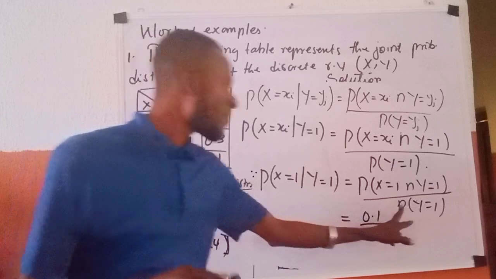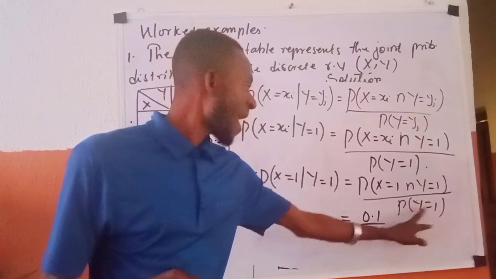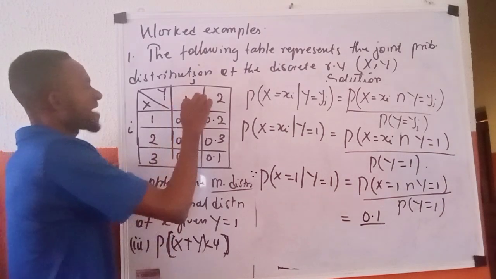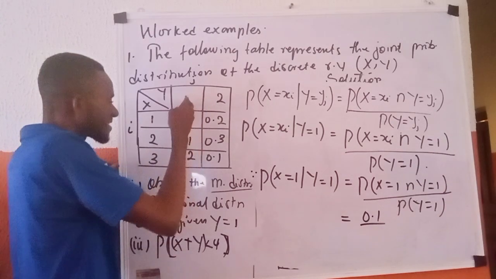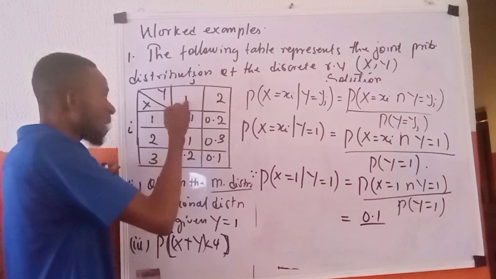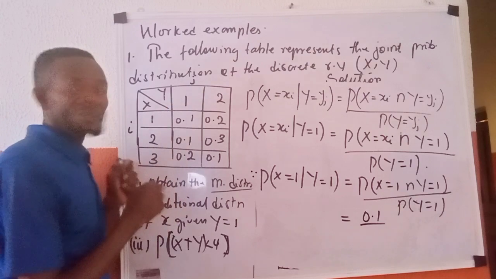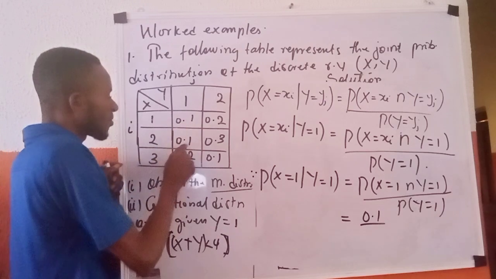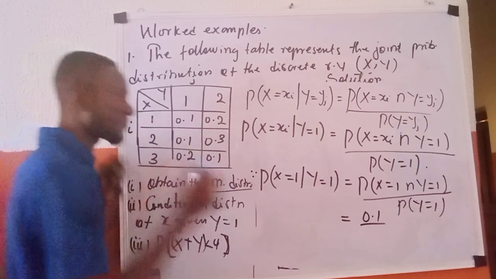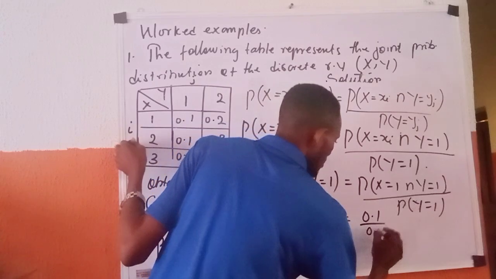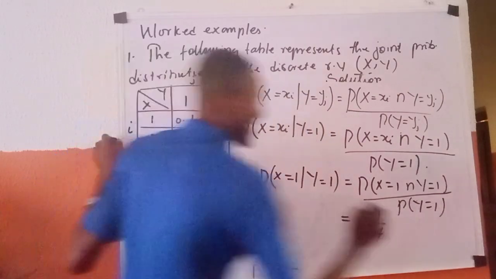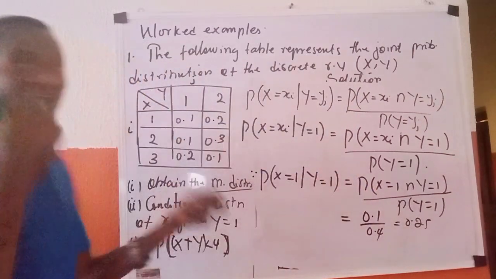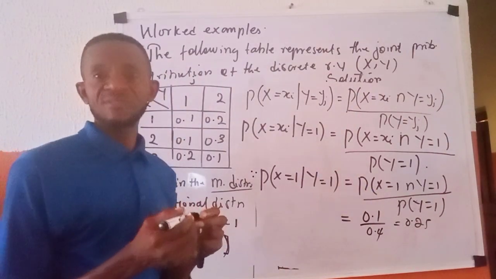We are talking about the probability of Y being 1. Pay attention here. When Y is 1 here, these are all the possible probabilities when Y takes the value 1. So in that case, you are going to sum these probabilities, which is 0.1 plus 0.1 plus 0.2, which is 0.4. So here is all over 0.4. And I think this should be 0.25 or thereabout, which is 0.1 divided by that. I wouldn't know, I don't have a calculator on me.